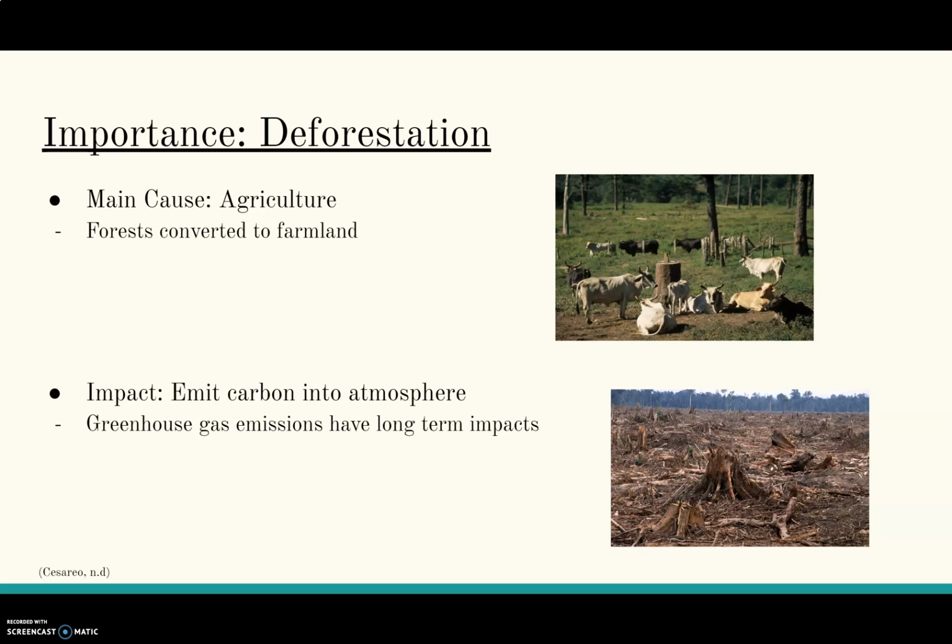The major impact is that when forests are cut down, they emit carbon into the atmosphere. Deforestation and forest degradation is responsible for about 15% of all greenhouse gas emissions. And these greenhouse gas emissions also have long-term impacts. They can lead to rising temperatures, changes in patterns of weather and water, and increased frequency of extreme weather events.